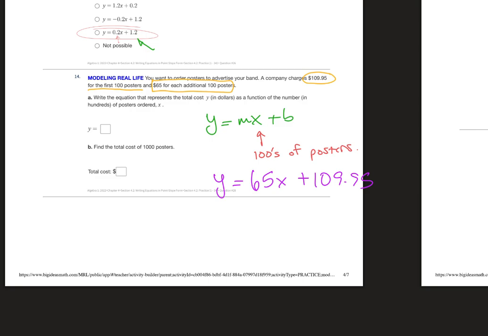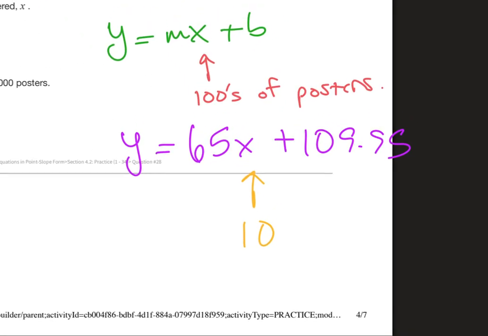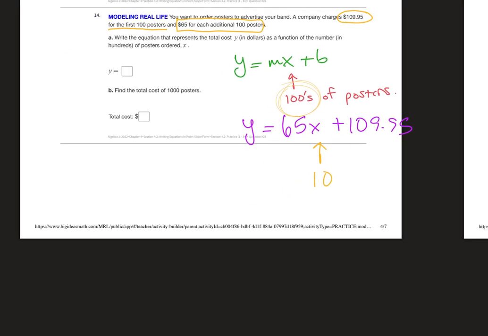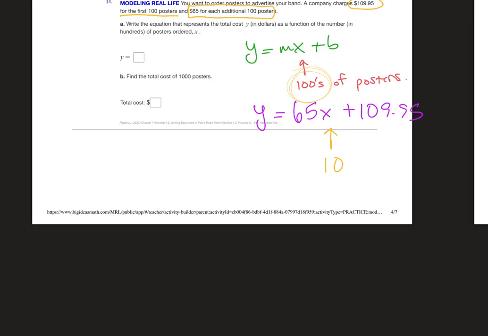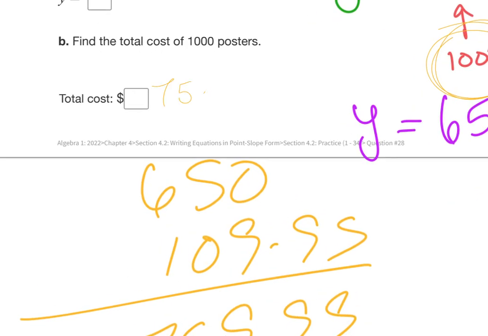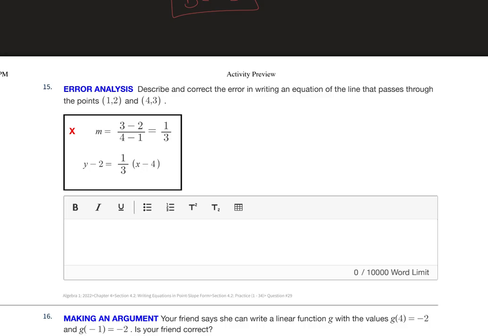And then it says find the total cost of 1,000 posters, which means you're going to plug in 10. Why 10? Because if this is in hundreds, it only takes 10 hundreds to reach 1,000. So we can do this math almost in our head. 10 times 65 is 650 plus 109.95. That's 759.95. Let me write that a little more clearly. 759.95. That's the cost.